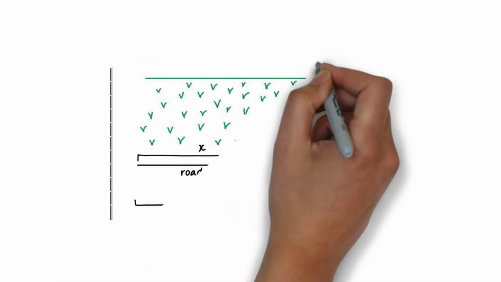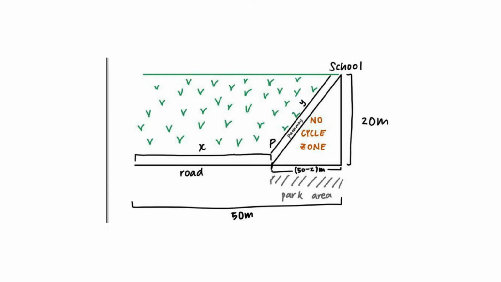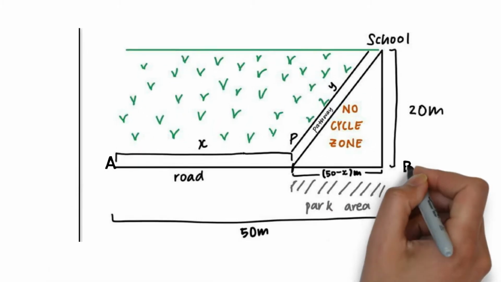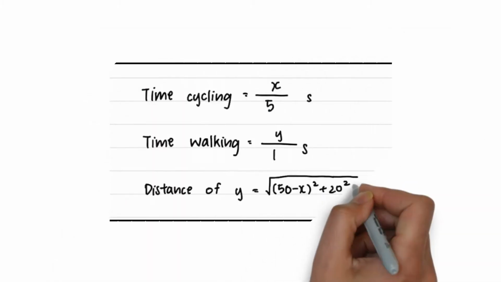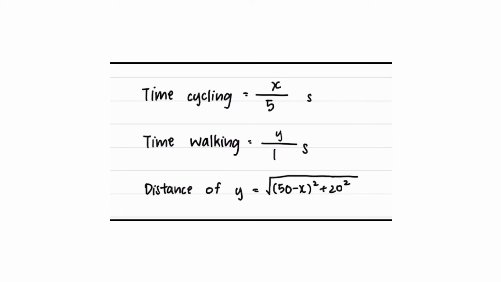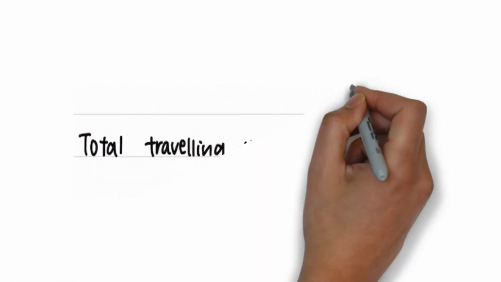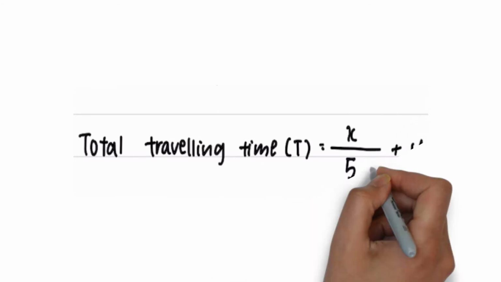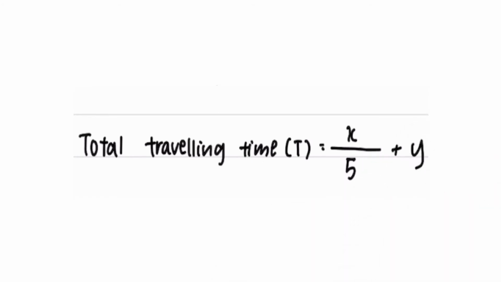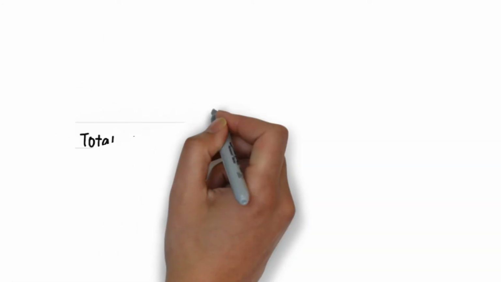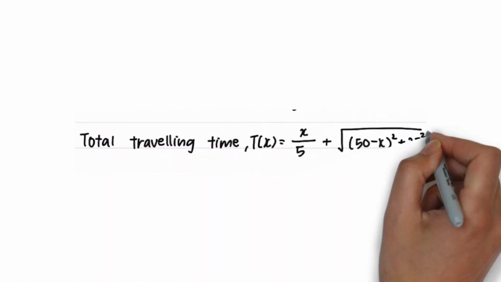Based on the previous picture, we define the time spent cycling from point A to point P to be x over 5 seconds. We then define the walking time from point P to the school itself to be y over 1 second. The distance of y can be obtained using Pythagoras theorem as seen here. The total travelling time as seen here is from point A to the school itself. Afterwards, we will substitute the value of y and get the total travelling time as seen here.